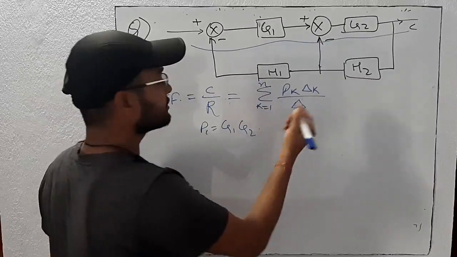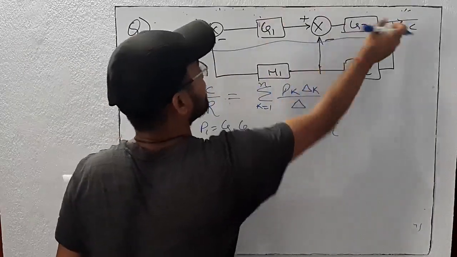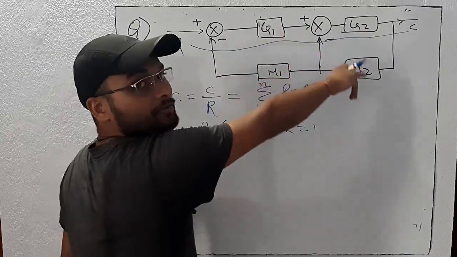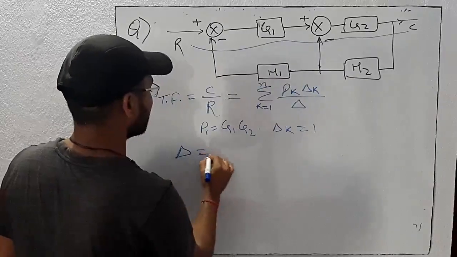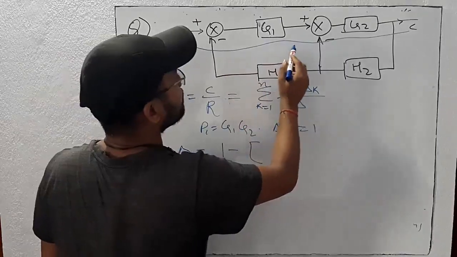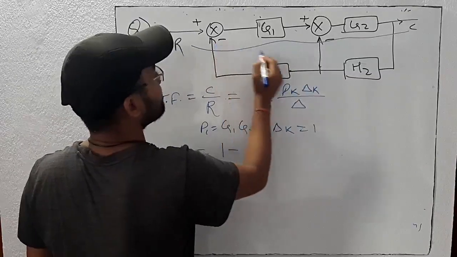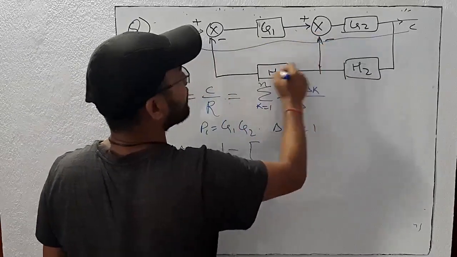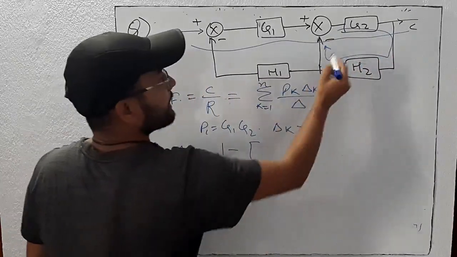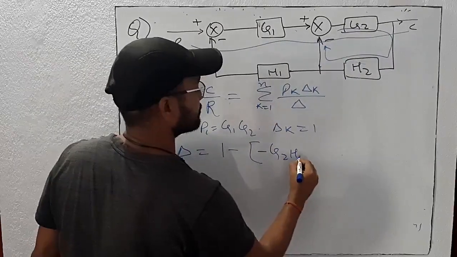For this, delta K is equal to 1 minus, there is no loop. If you remove this node, then no loop is forming, so that will be equal to only 1. And the determinant of this signal flow graph, delta, is equal to 1 minus the sum of all the individual loops. So this is one loop, and this is not a loop. You just see the arrow is up, and here also the upward direction, so it is not forming a loop. So there is only one loop, and the gain is G2 into H2. Here is a minus sign, that is equal to minus G2 into H2.